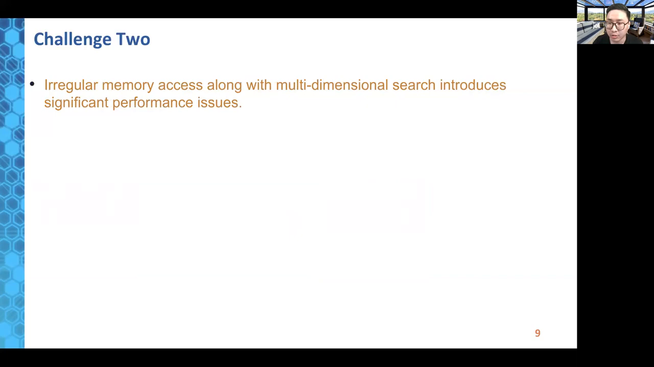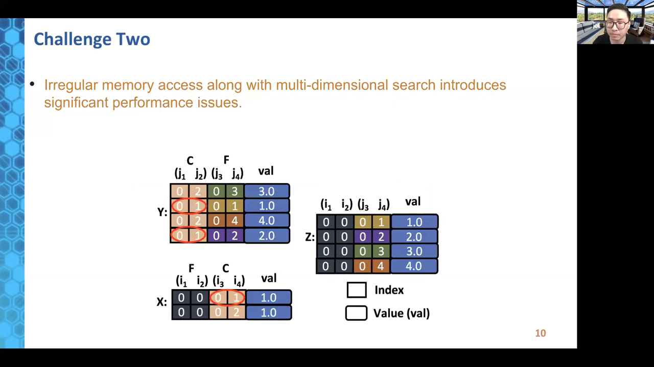The second challenge is that irregular memory access, along with multidimensional index search to the second input tensor and accumulator, introduces performance problems. In this example, irregular memory access causes severe performance problems in spatial and temporal locality.